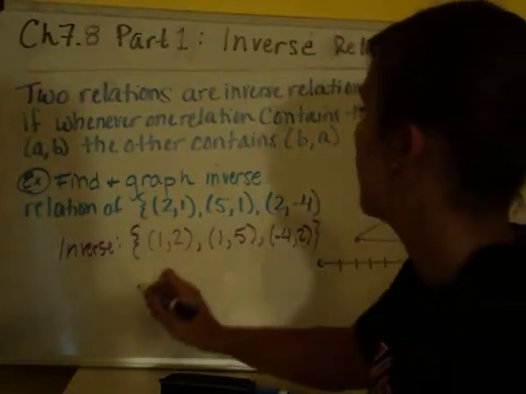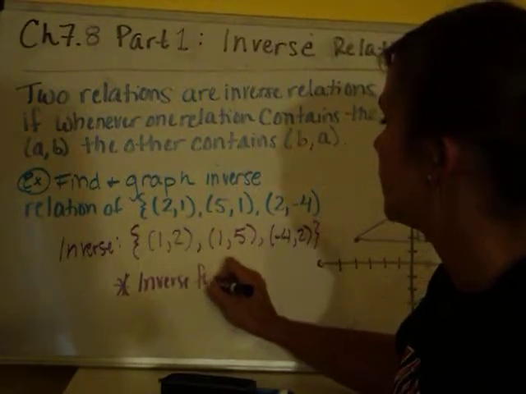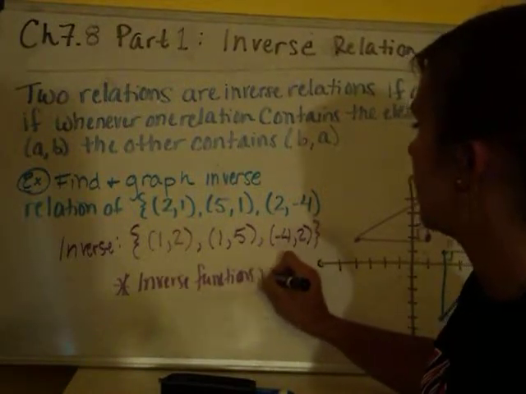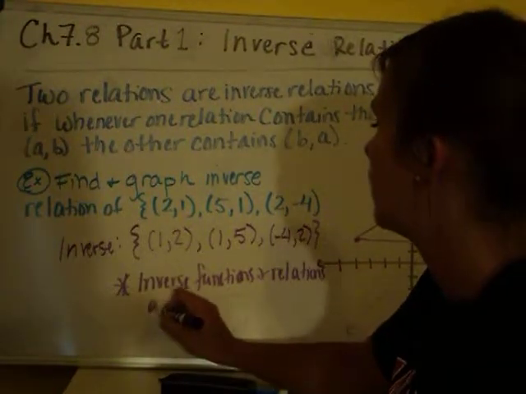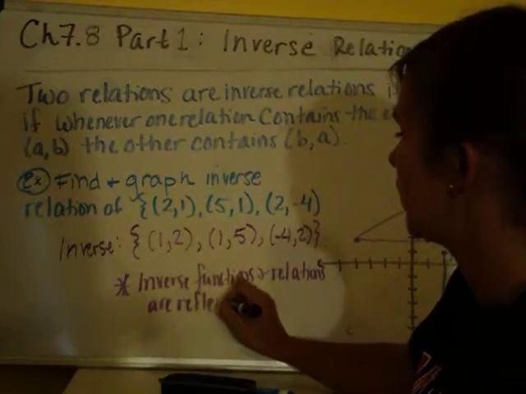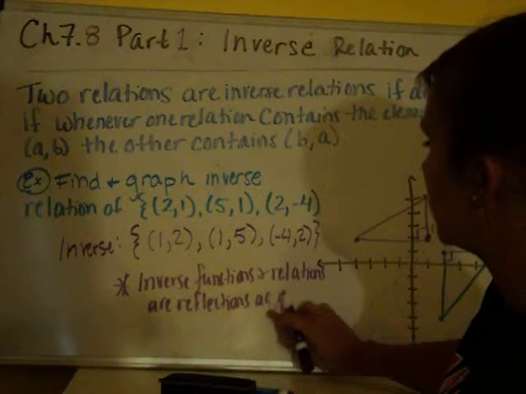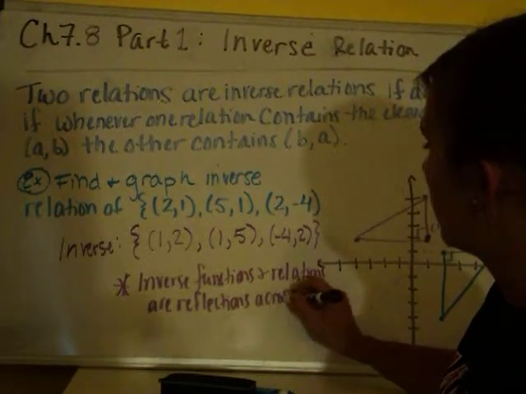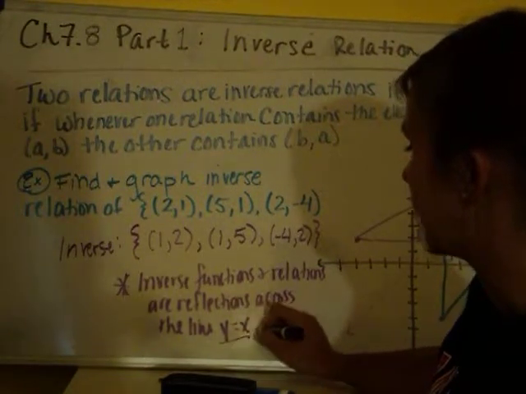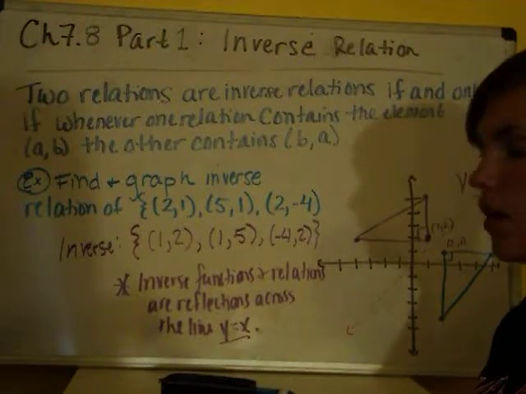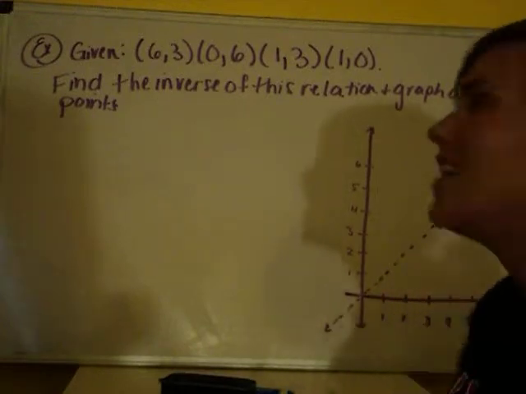So, inverse, write this down. Inverse functions and relations are reflections across, one C, 2 S's, across the line y equals x. Okay? Should remember that. It'll be very important. Okay, another example and then we'll be done.